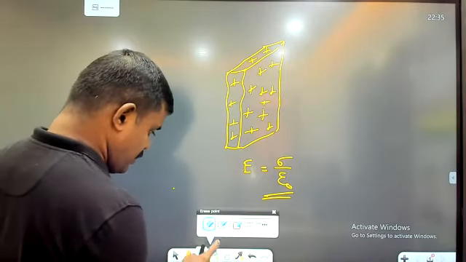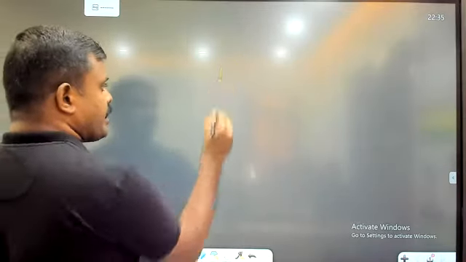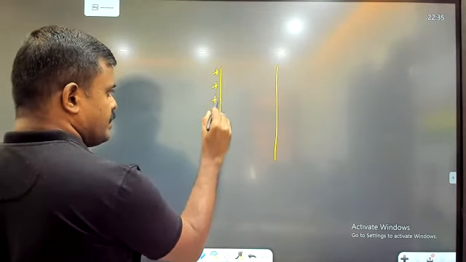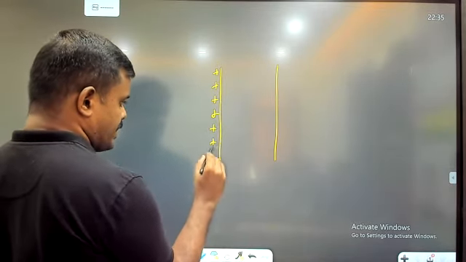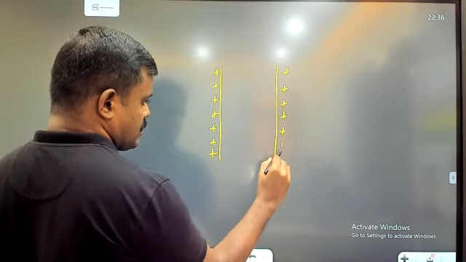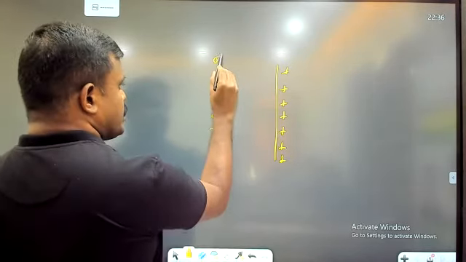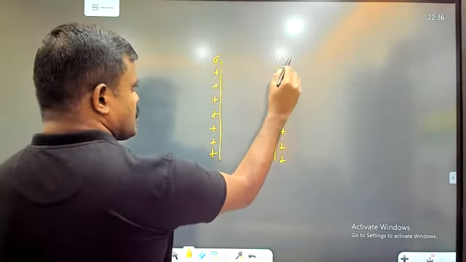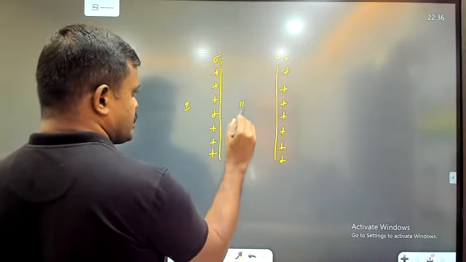So let us draw one question. Find the electric field. This is a previous question that has been asked so many times. Find the electric field in the three regions.